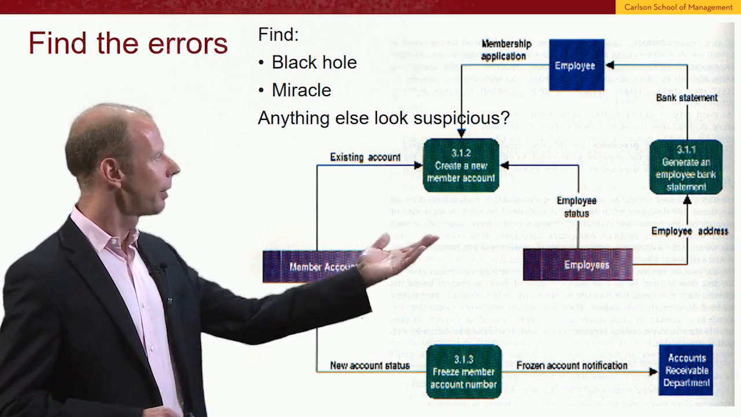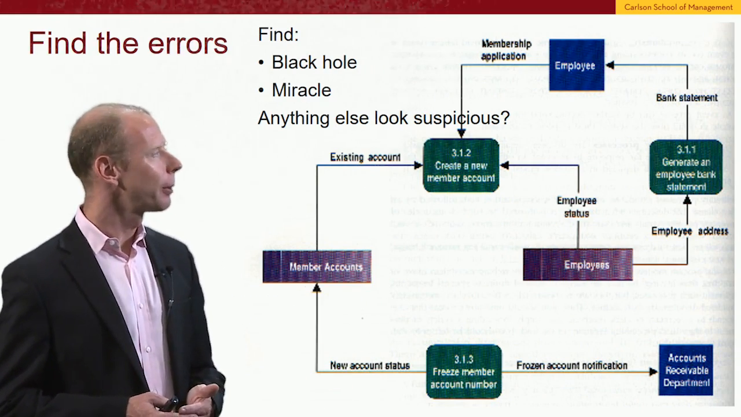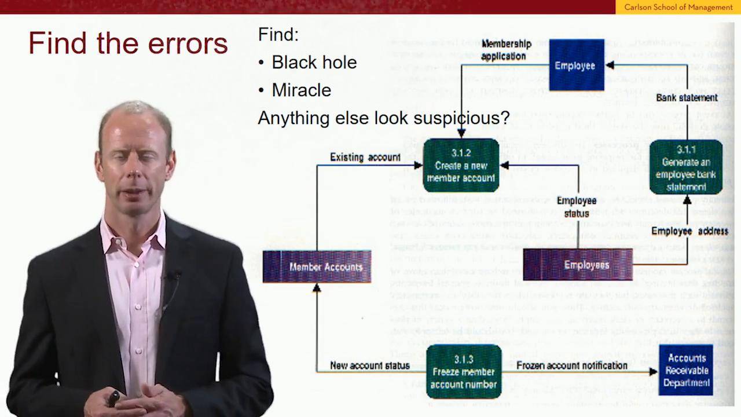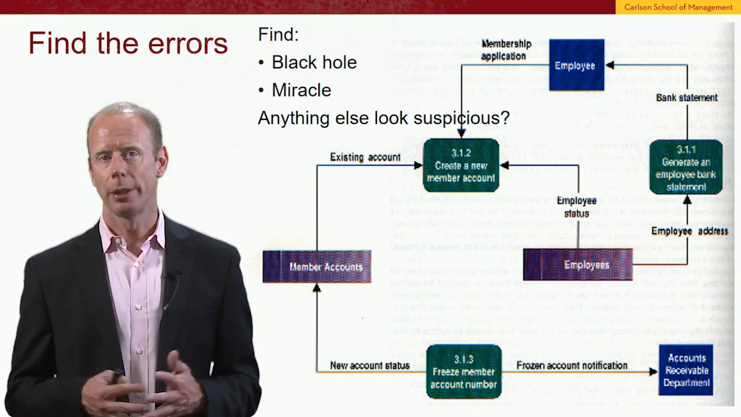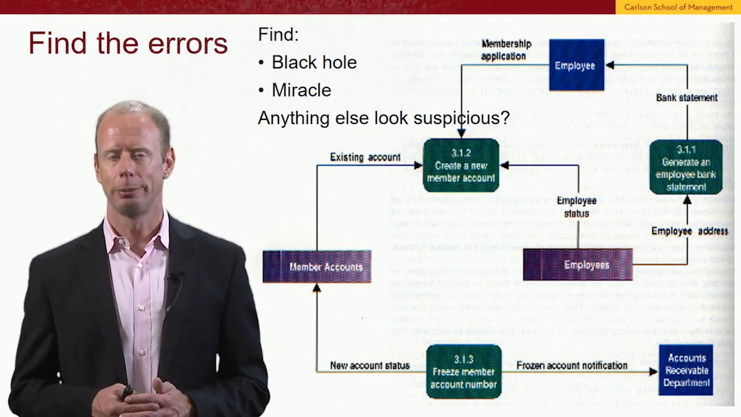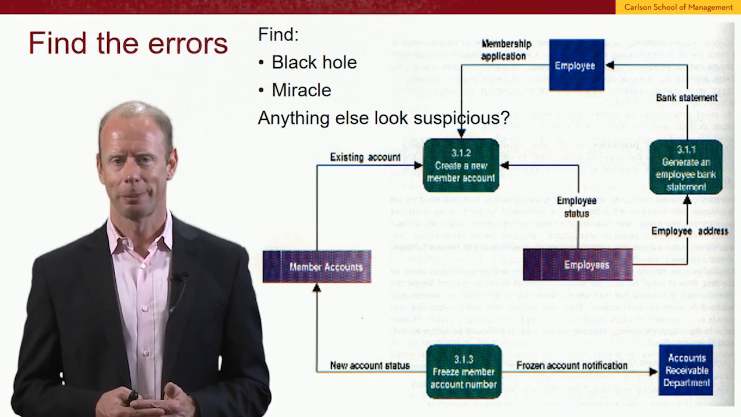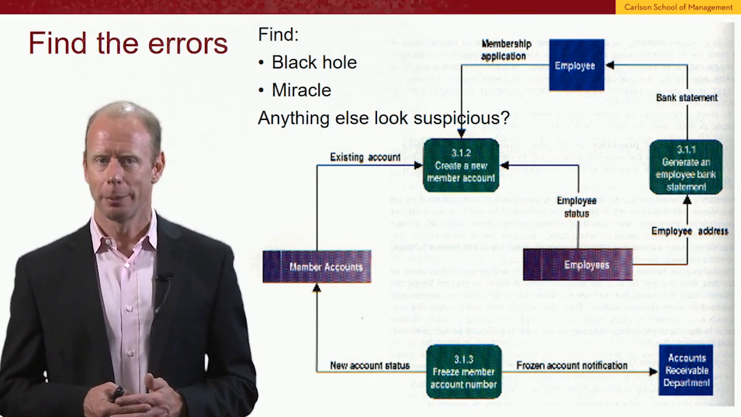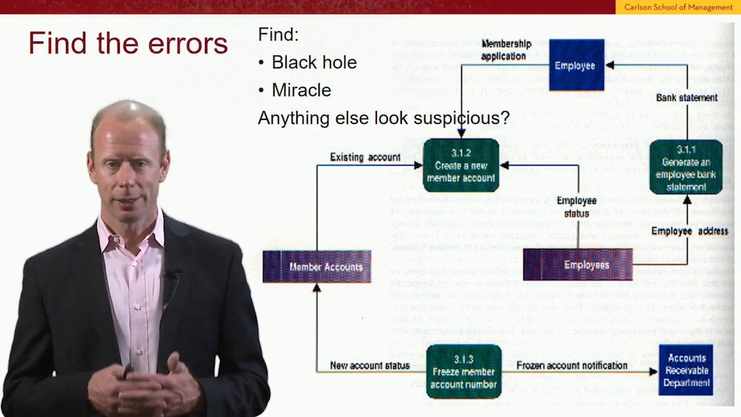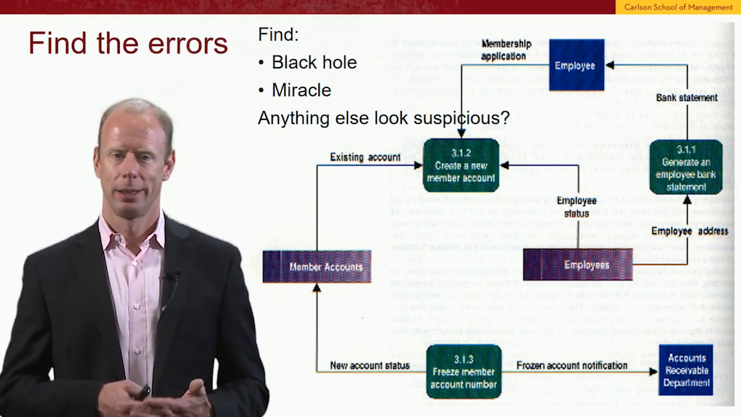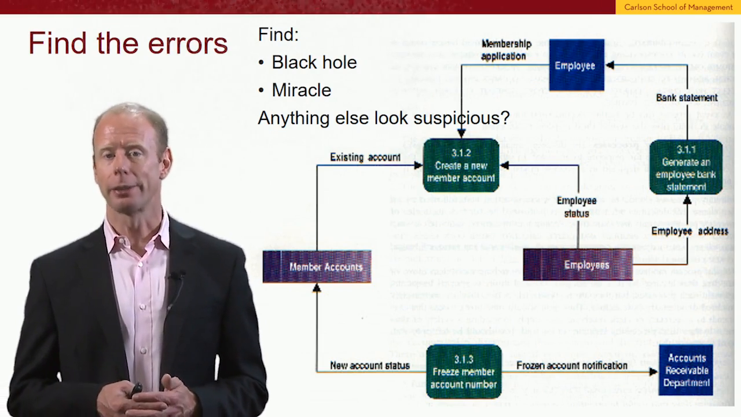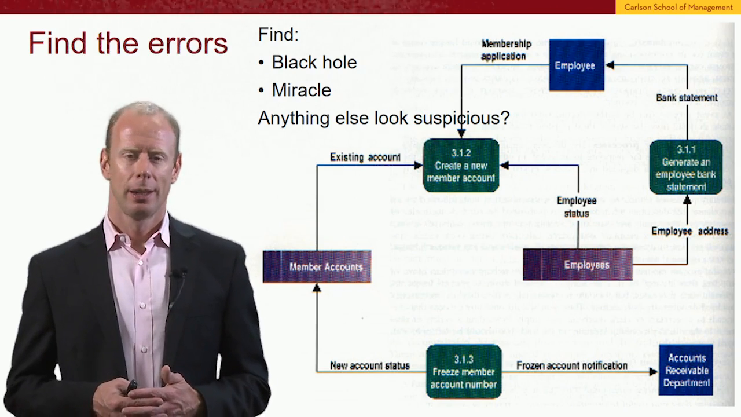And then if we look far on the right of the diagram, over at process 311, it says generate an employee bank statement. Well, this isn't necessarily a miracle or a black hole because it has data flowing in and data flowing out. It does look suspicious because can we really generate an employee bank statement with only the address as input? This is what I would call a semantic error. And in other words, it's an error in the meaning of the diagram, and it might lead to a lack of clarity down the road.